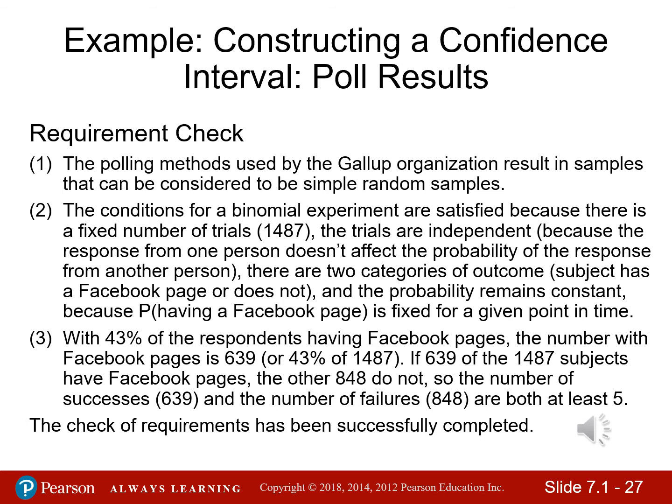Now third, there are at least 5 successes and at least 5 failures. With 43% of the respondents having a Facebook page, the number of Facebook pages is 639, or 43% of 1,487. If 639 of the 1,487 subjects have Facebook pages, the other 848 do not have Facebook pages. So the number of successes is 639 and the number of failures is 848, and both are much larger than 5.